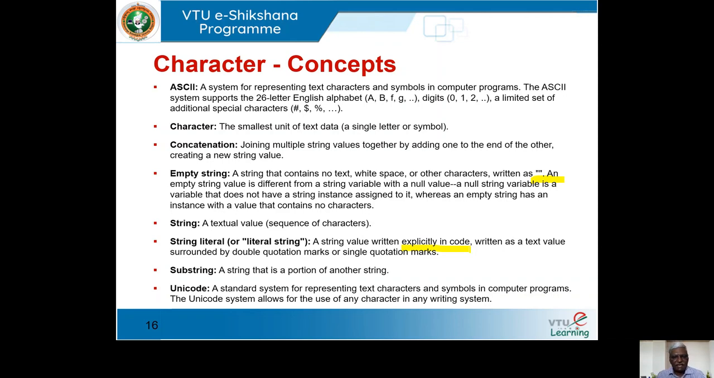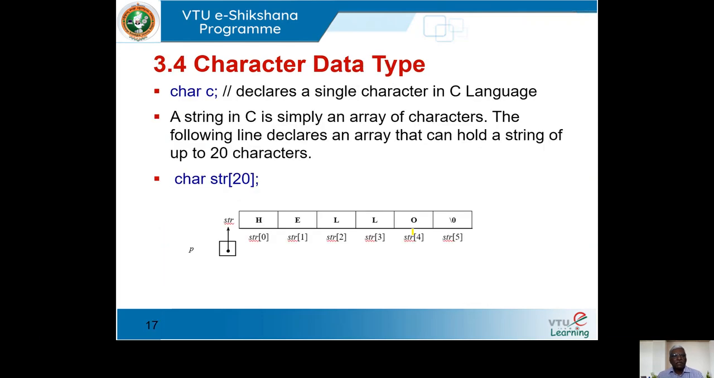Unicode is a standard system for representing text characters and symbols. But this is a much higher level of representing the strings, where it could include many other language characters as well, natural language characters. Right. What is the data type?